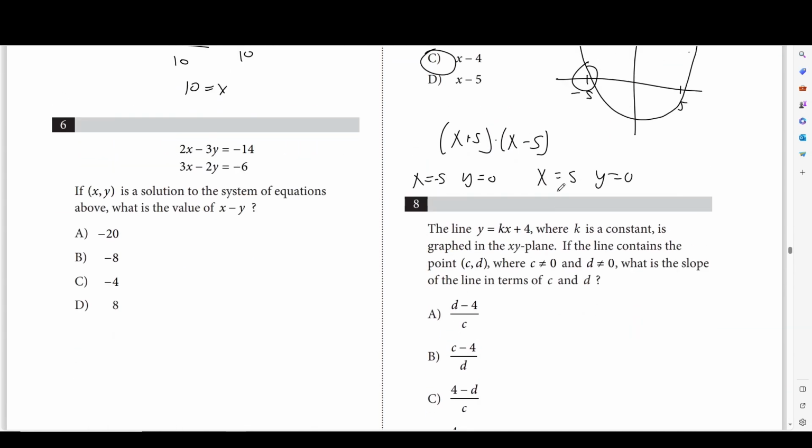Moving on to number 6, it says, if x comma y is a solution to the system of equations above, what is the value of x minus y? So I'm going to rewrite it down here.